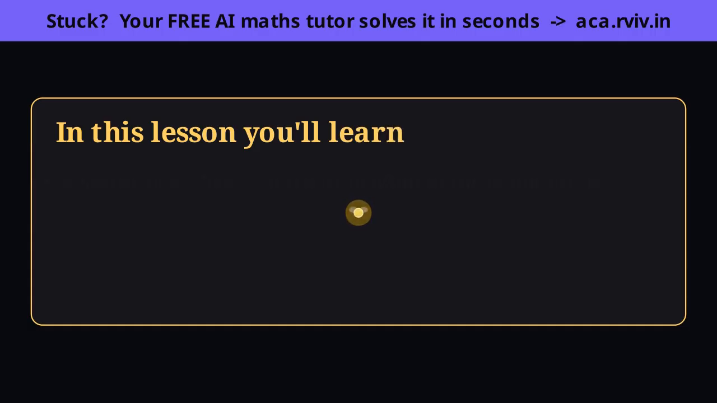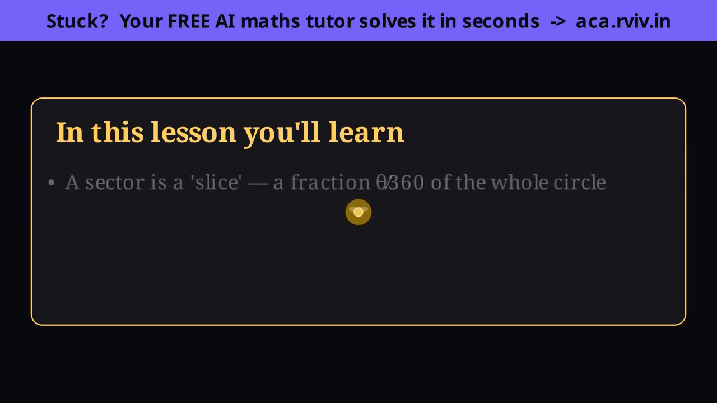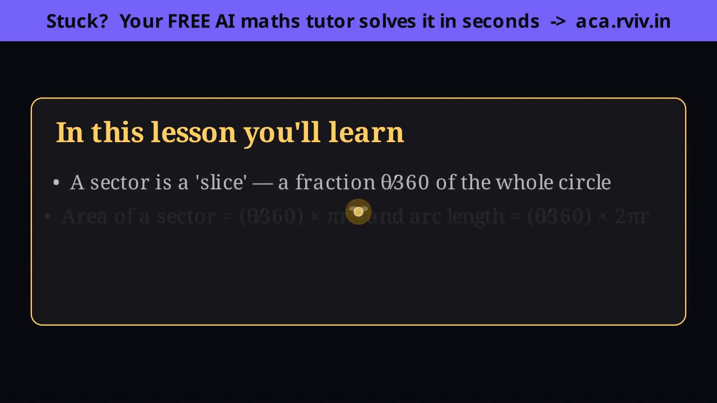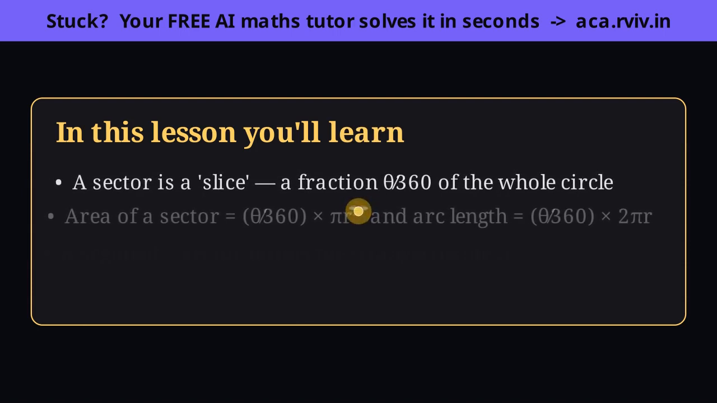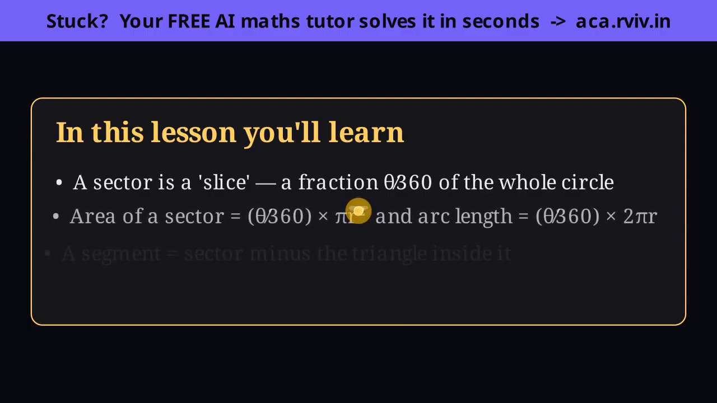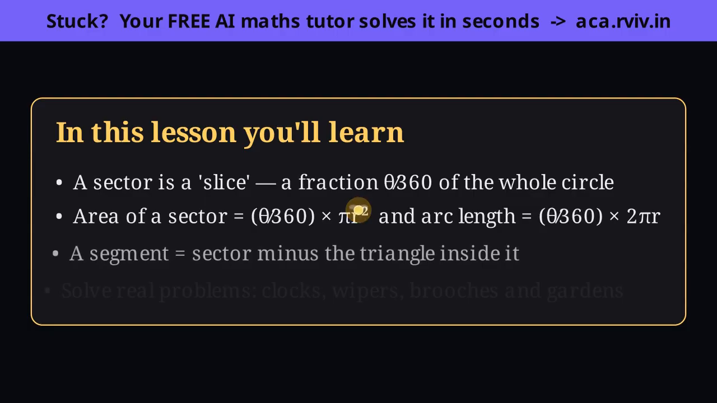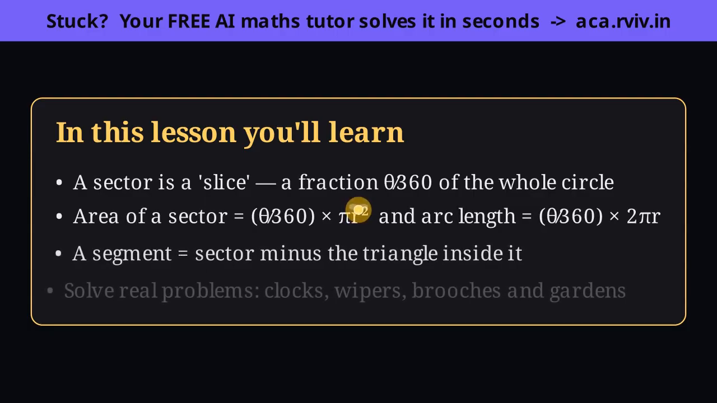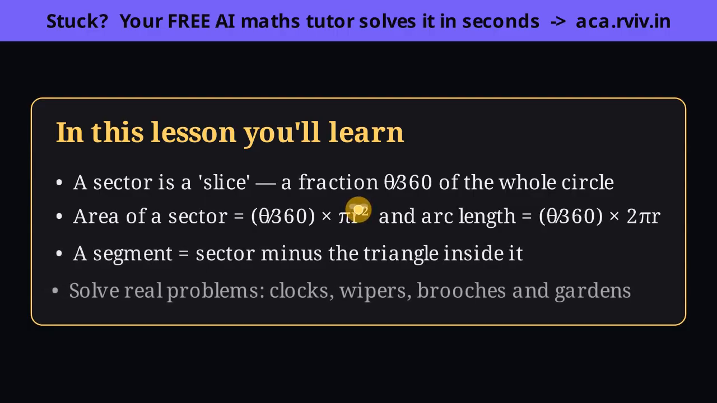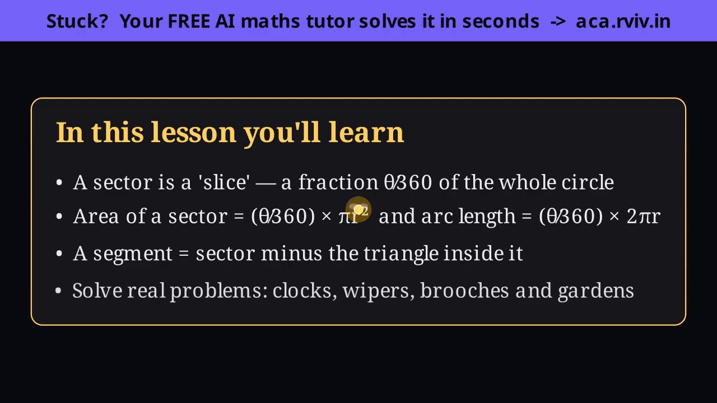Then you'll see that a segment is simply a sector with the triangle inside it removed. We'll use pi as 22 over 7 or 3.14, exactly as the textbook tells us, and apply it all to clocks, windscreen wipers, a silver brooch and a grazing horse, step by step, before finishing with exam practice.